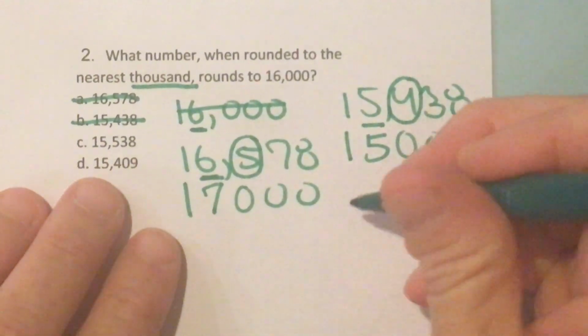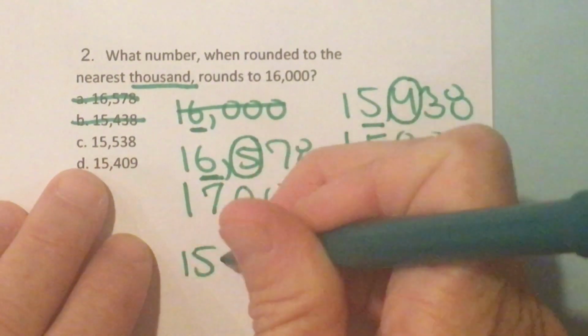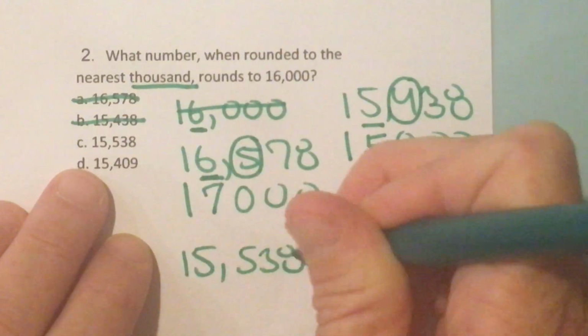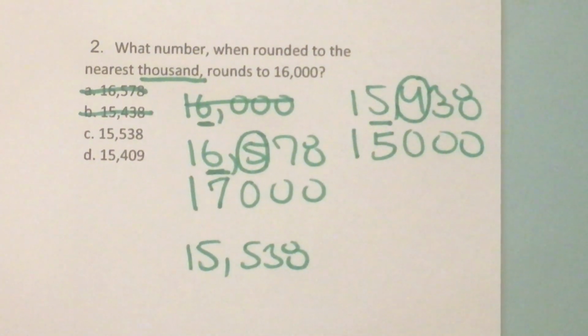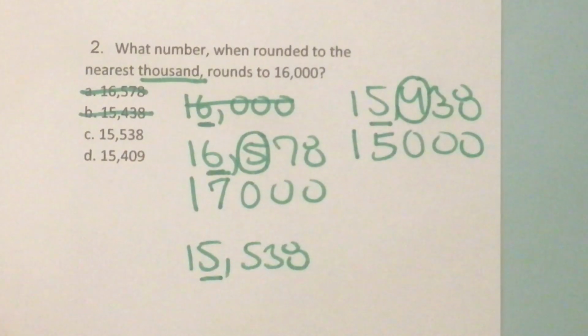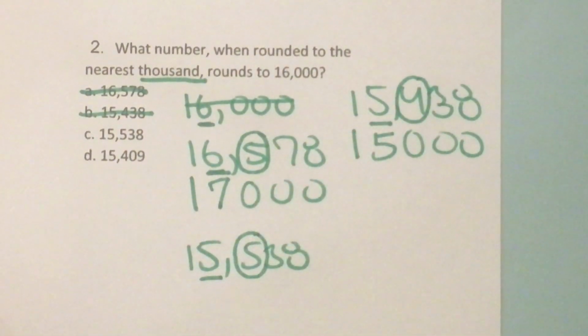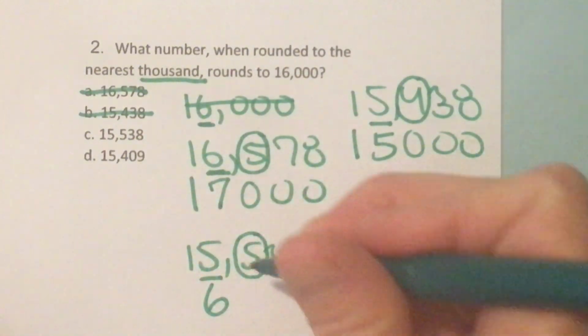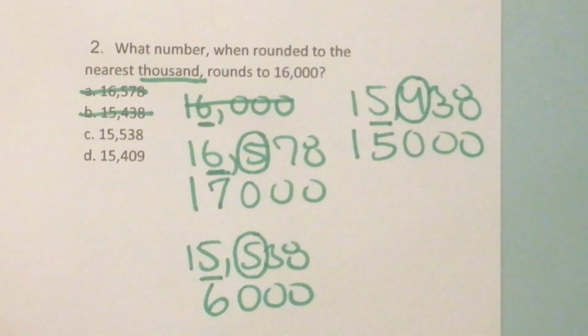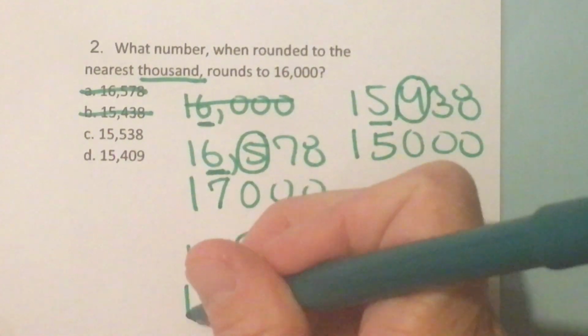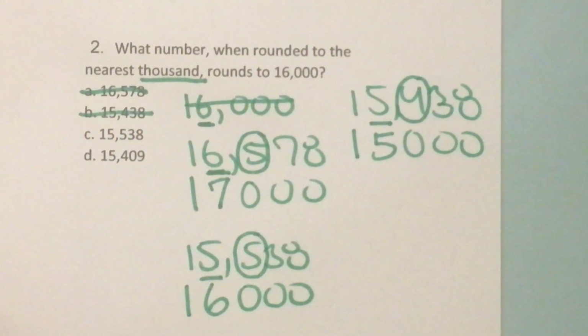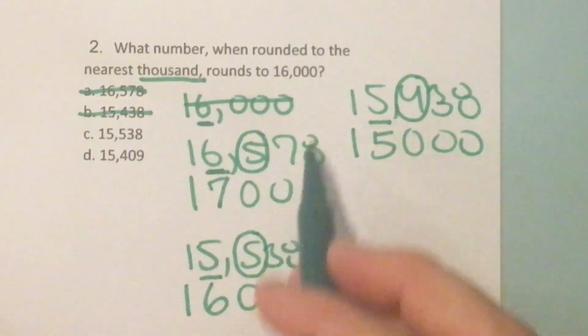Okay, let's try C. C says 15,538. Okay, step 1, we're going to underline our rounding place value. Step 2, we're going to circle our bossy neighbor on the right. And he's going to say, I'm a 5, so go up the line. So our 5 becomes a 6. Step 3, everything on the right becomes zeros. And step 4, everything on the left stays the same as before. Okay, it looks like that's my answer.